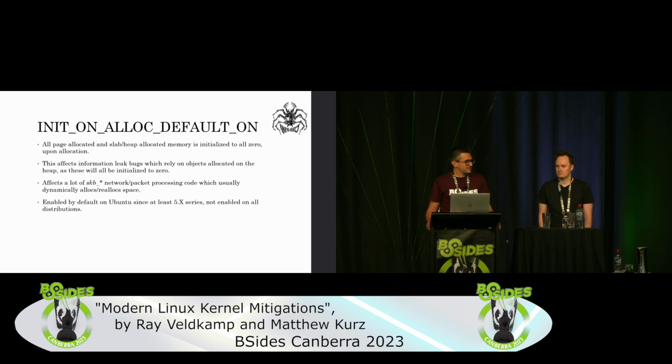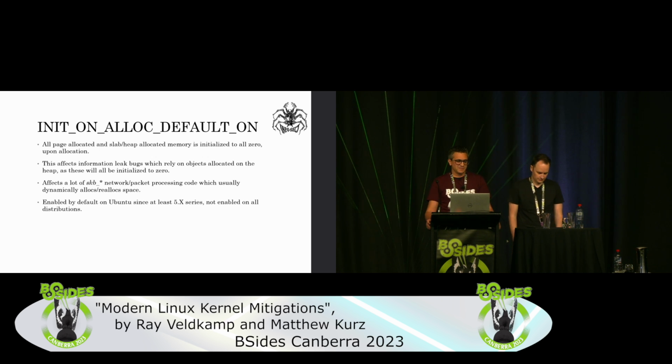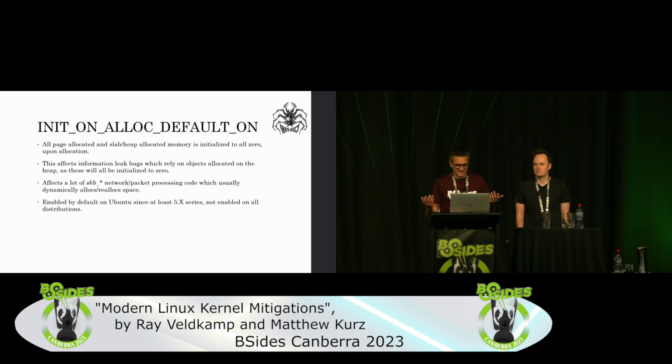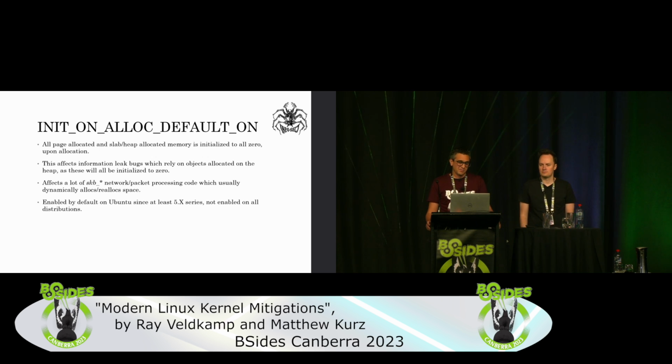Config init on alloc default on. So this mitigation came into main kernels last year, I think it was. And so basically all heap allocated memory will be initialized to 0 when it's allocated. So if there are information leak bugs around, you're going to just leak zeros in your data, so you can't use it for defeating things like KASLR, or if you've got sensitive information in your buffers, they'll just be zeroed out.